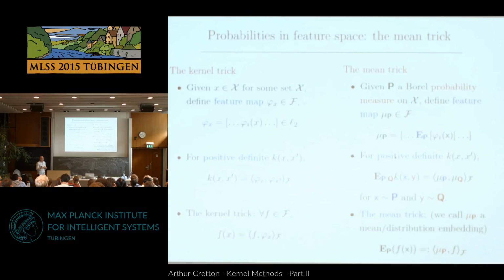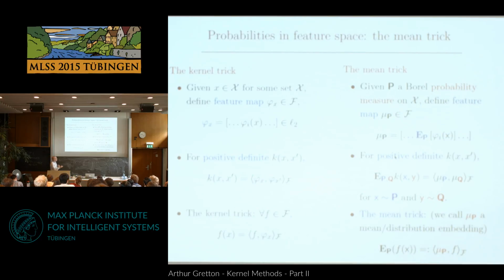So here is something that Alex Smola called the mean trick, which is that I represent my probability as a vector of expected features, okay? So here is my feature map. I represent my probability as a vector of expected features. Now it turns out, and I'm going to justify this in a little bit, that the dot product between these expected features is just the expected kernel, where I've taken the expectation with respect to the two random variables that I've used in defining my expected features.